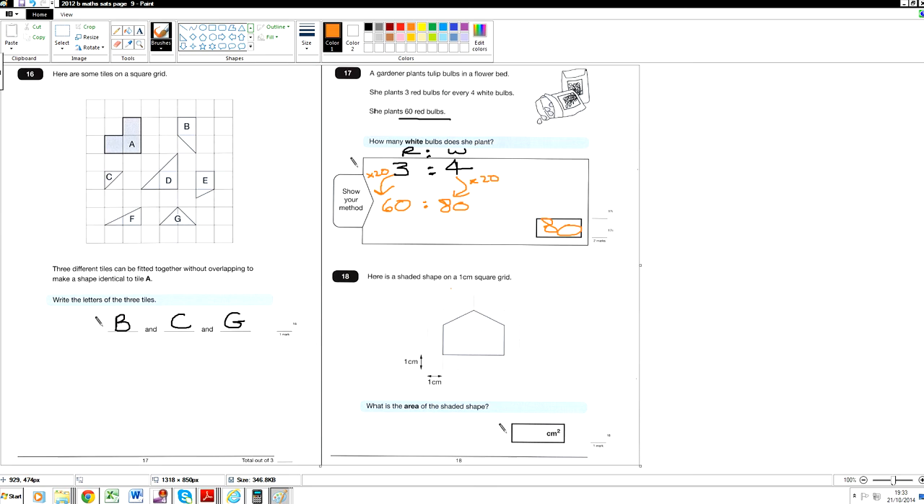Okay, here is a shaded shape on a 1 centimeter square grid. What is the area of the shaded shape? The area of the shaded shape is 10. 11 is wrong. From here to here, we have 8. And that's worth 1, and that's worth 1, so that gives you 10. That's right. Lovely. Next page.